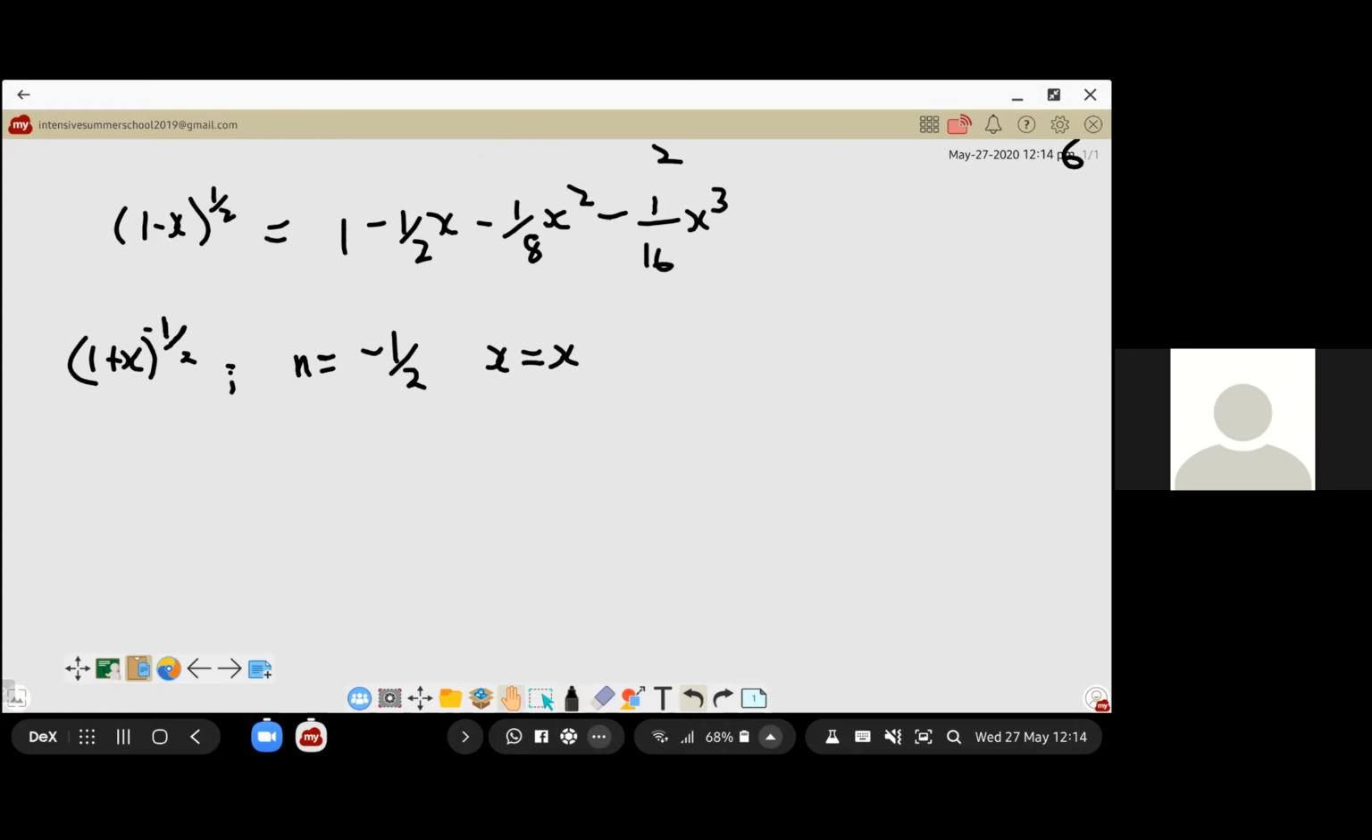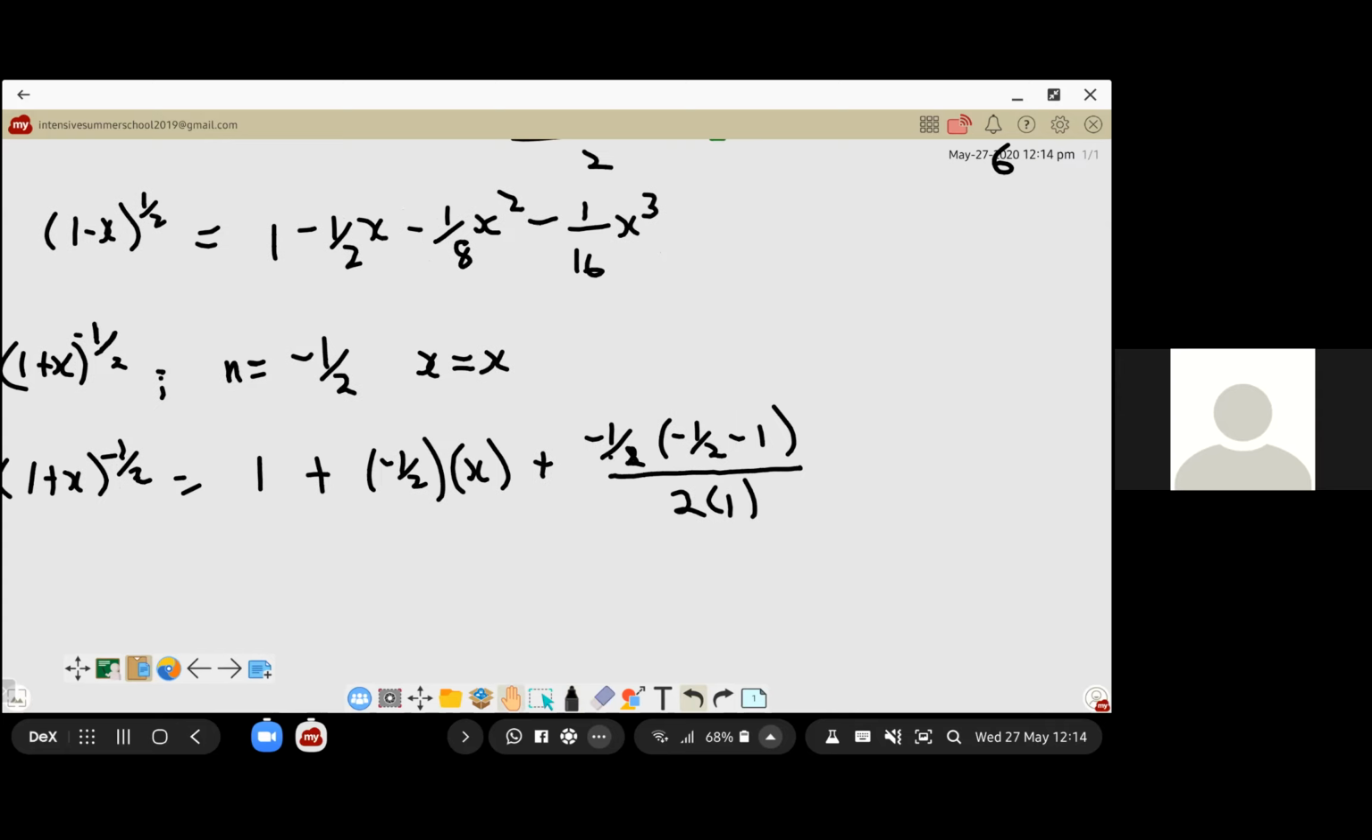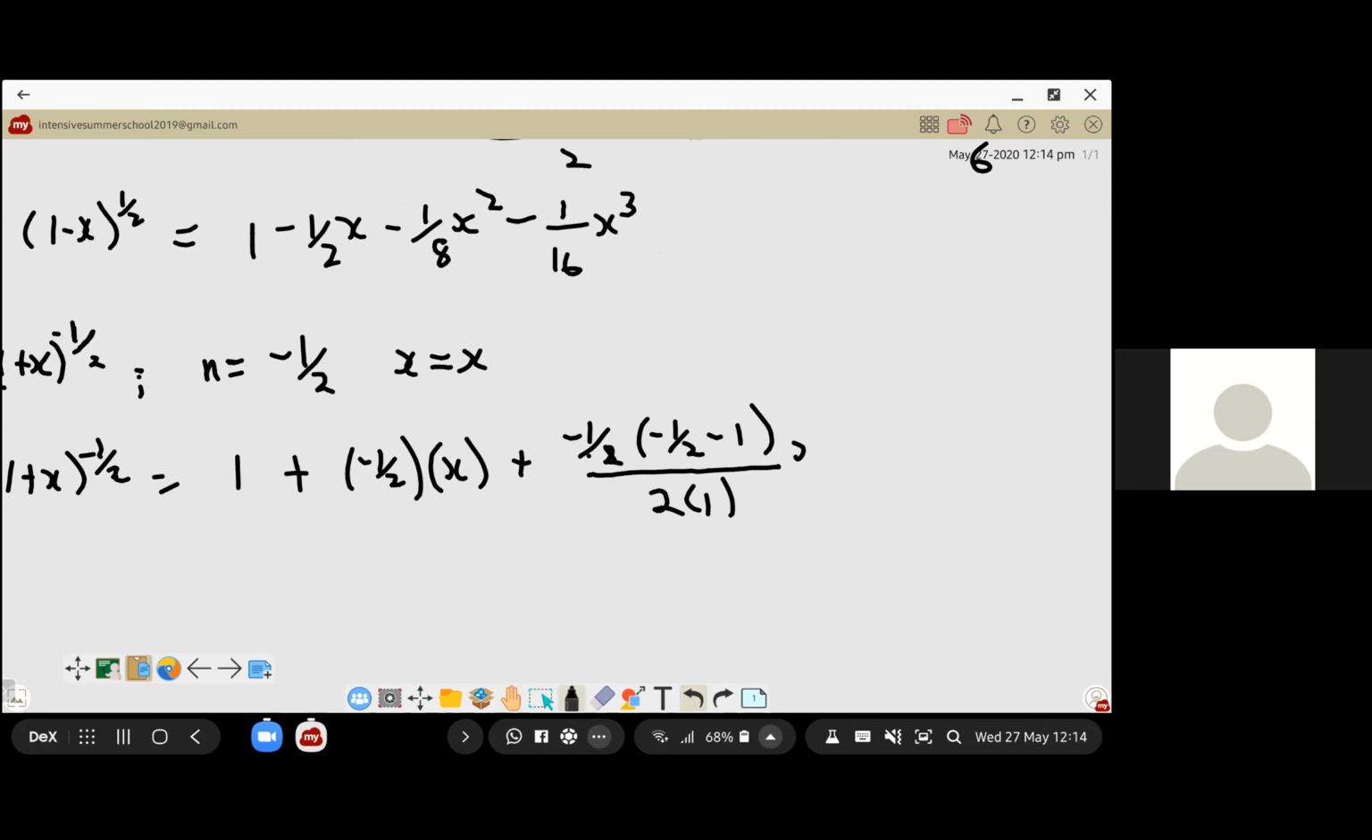Okay. So we'll just write it, so it's going to give us 1 plus x raised to the power negative half. Remember, 1 plus n x plus n, negative half, into bracket n minus 1, negative half minus 1, x squared all over 2 factorial, 2 times 1. So the more you work with the formula, the more the formula gets stuck in your mind. Okay, then we have x raised to the power 2 plus, let's go.